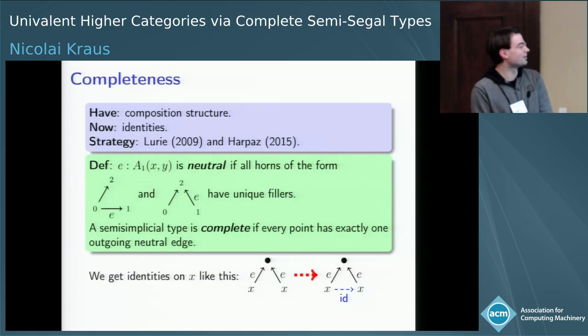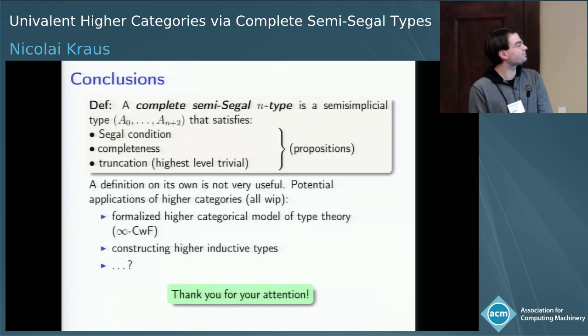And now we just say that a semi-simplicial type is complete if every point has exactly one outgoing such neutral edge. So this basically says that we have exactly the right amount of equivalences. And when we do this, it's easy to construct identities. Because if we want an identity on X, we just take this unique equivalence that we get, write it down twice, and use the property of this equivalence, and we get an identity on X like this here.